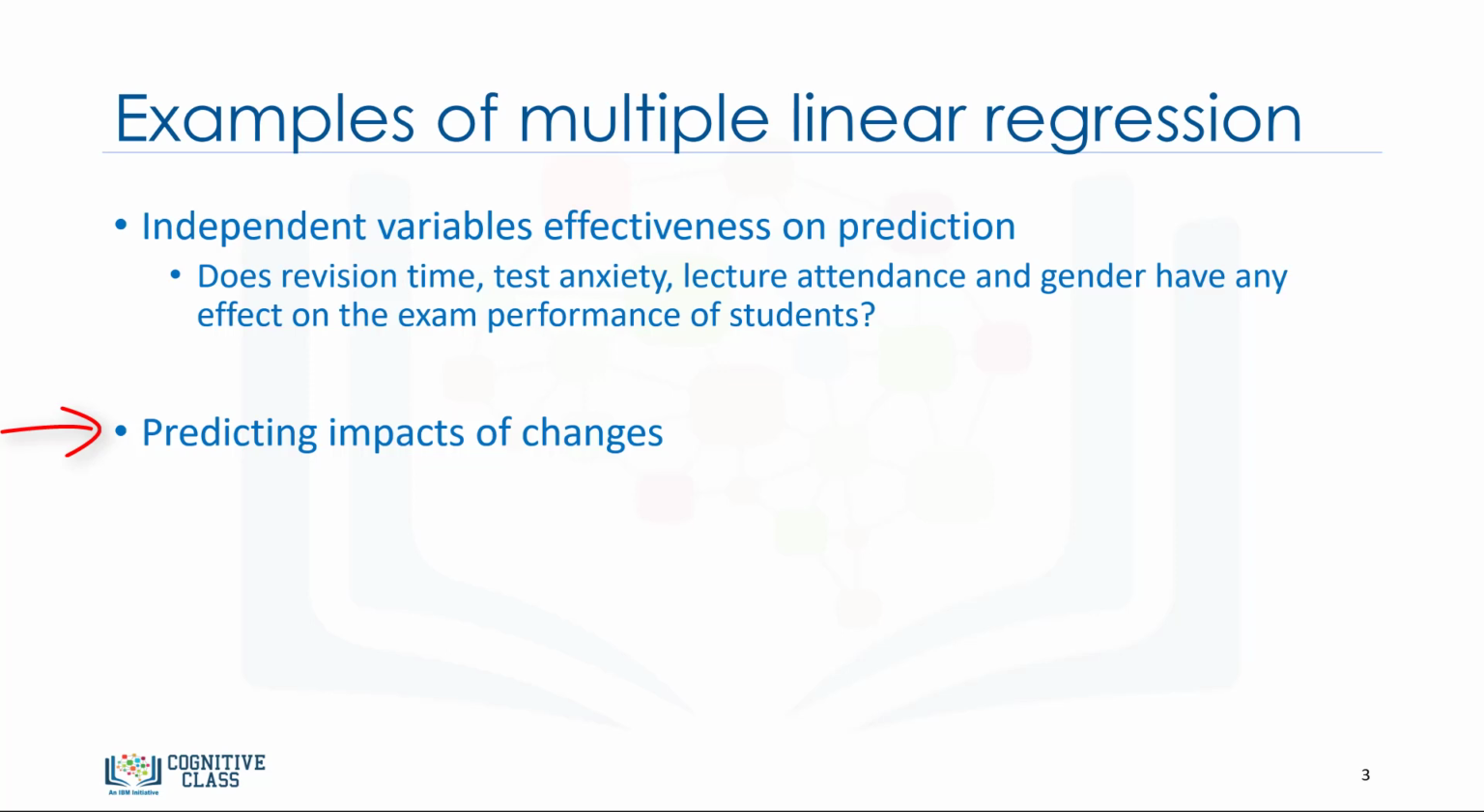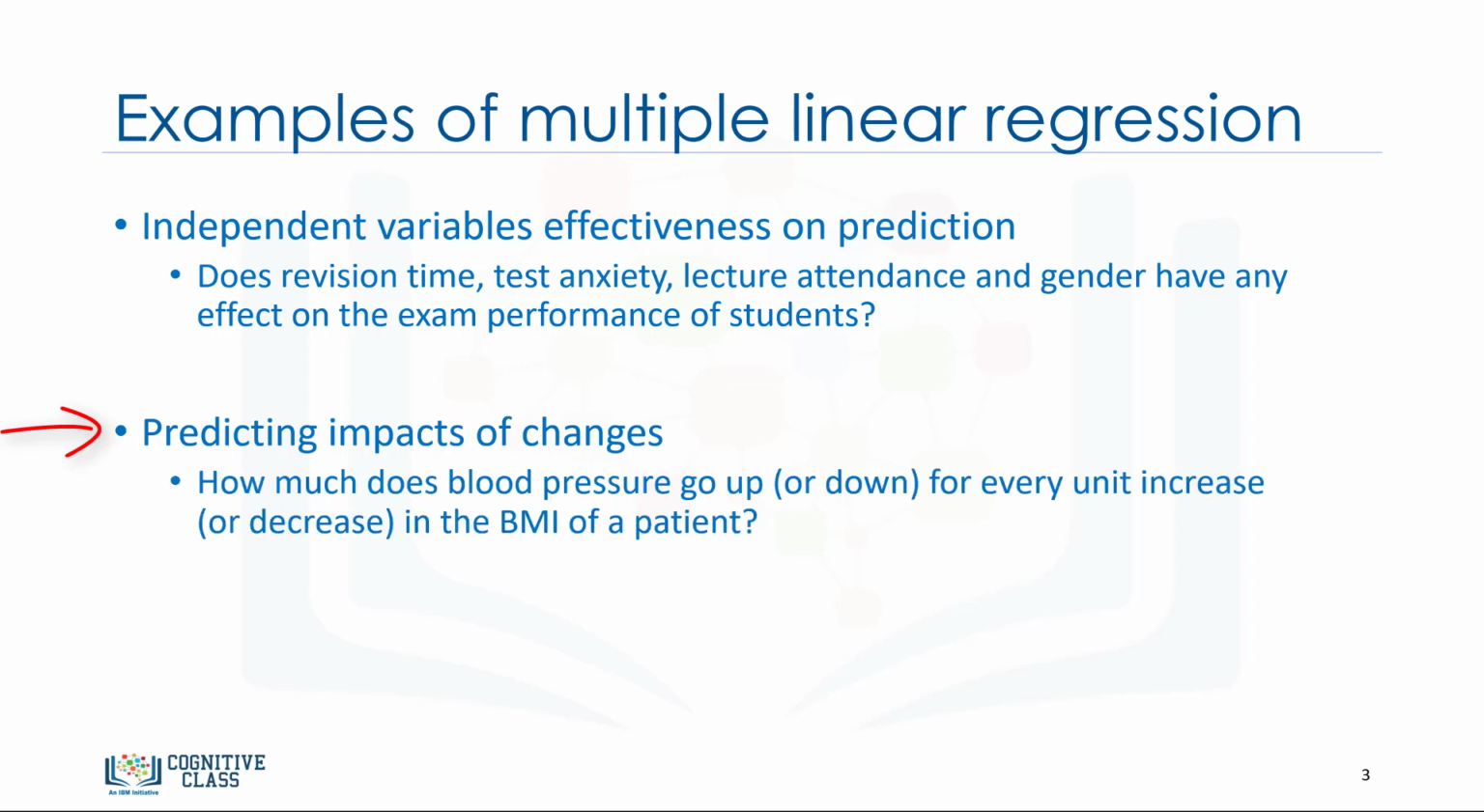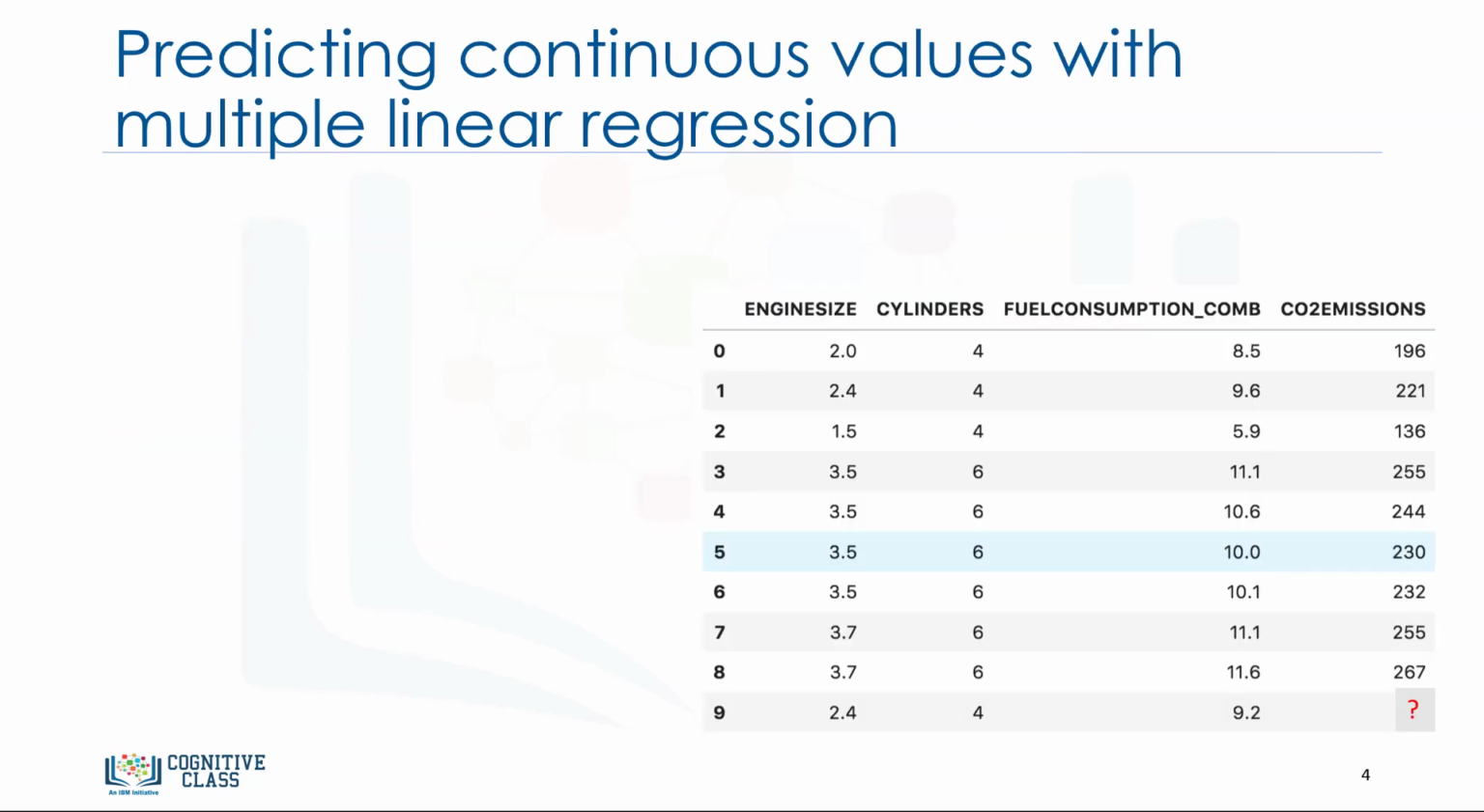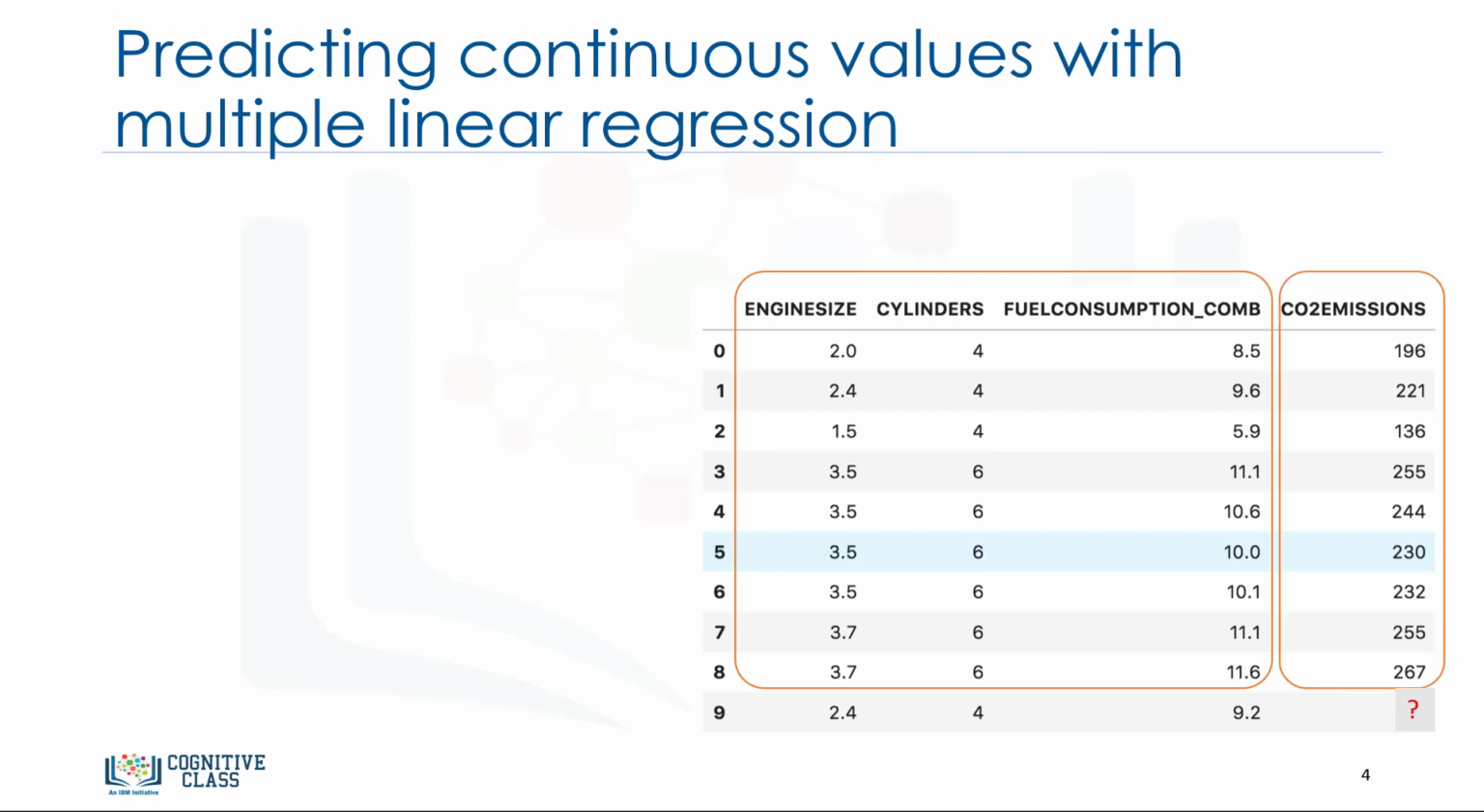For example, if we were reviewing a person's health data, a multiple linear regression can tell you how much that person's blood pressure goes up or down for every unit increase or decrease in a patient's body mass index, holding other factors constant. As is the case with simple linear regression, multiple linear regression is a method of predicting a continuous variable. It uses multiple variables, called independent variables, or predictors, that best predict the value of the target variable, which is also called the dependent variable.